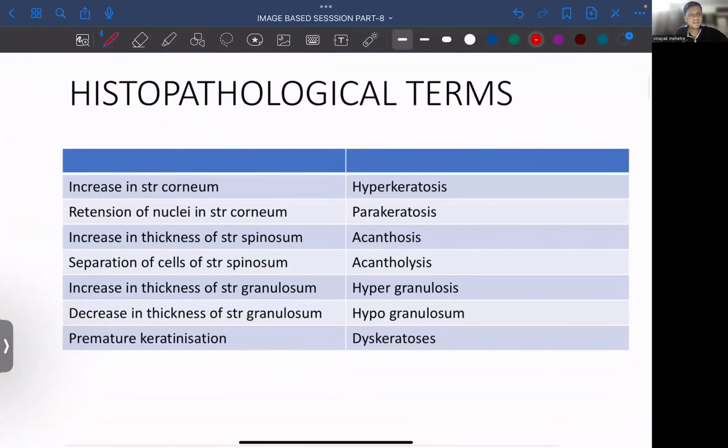Okay, one-liners do come in derma. It is not all about just images. Okay, it is not just all about images. This is the most important table. If you are not able to remember, at least remember this. Increase in thickness of stratum spinosum is called as acanthosis. Okay, acanthosis. Separation of cell of stratum spinosum is called as acantholysis. Okay, क्या बोलेंगे हम इसे? Acantholysis. ठीक है, they sound similar. Okay, they sound similar, that's why.